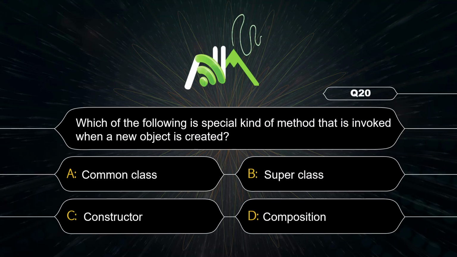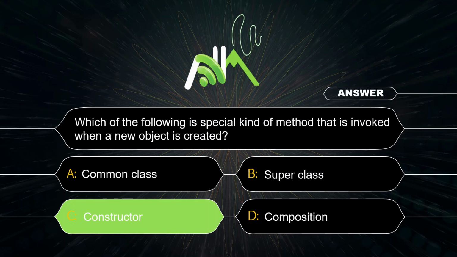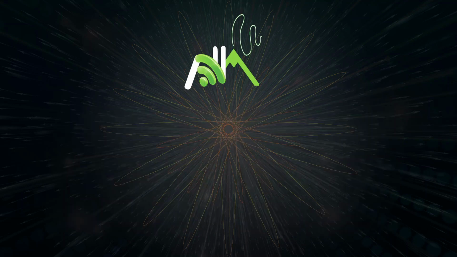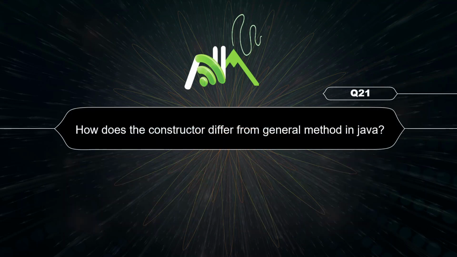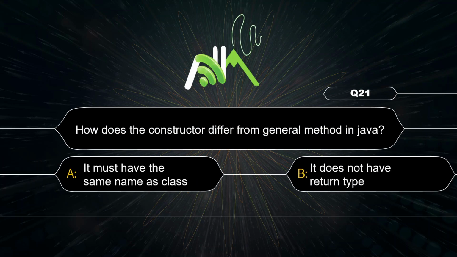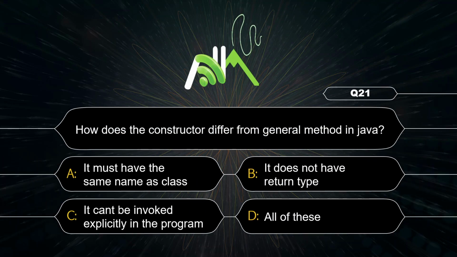Following is a special kind of method that is invoked when a new object is created. So option C, constructor, is correct here. How does the constructor differ from the general method in Java? It must have the same name as class. Yes. It does not have return type. Yes, correct. It cannot be invoked explicitly in the program. Yes, all are correct. So option D is correct here, all of this.